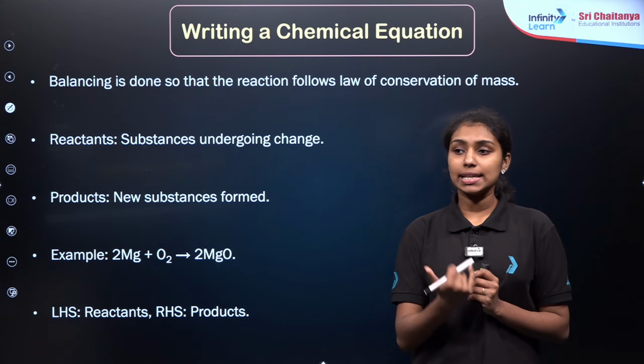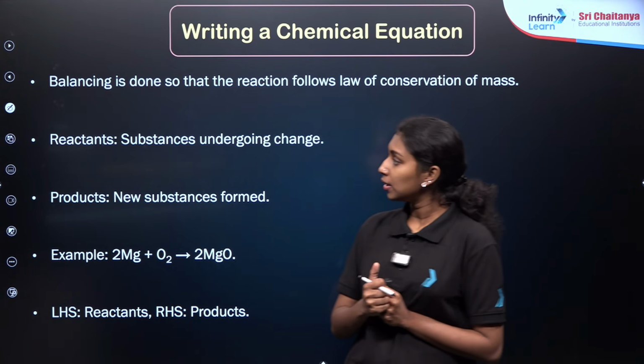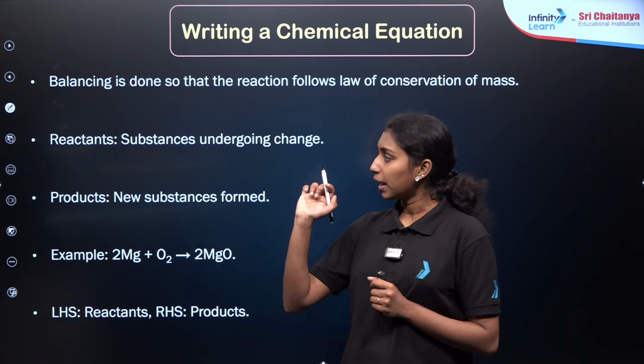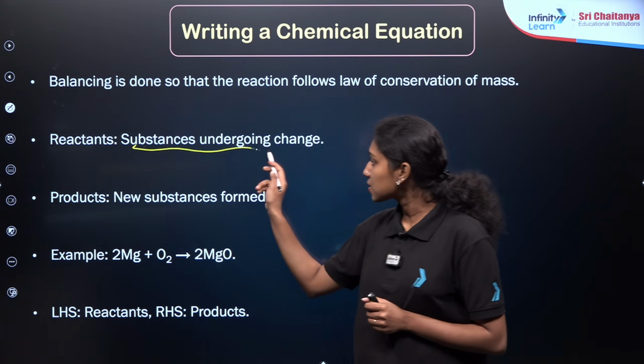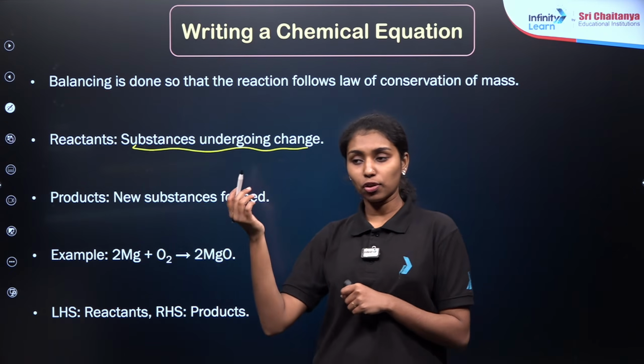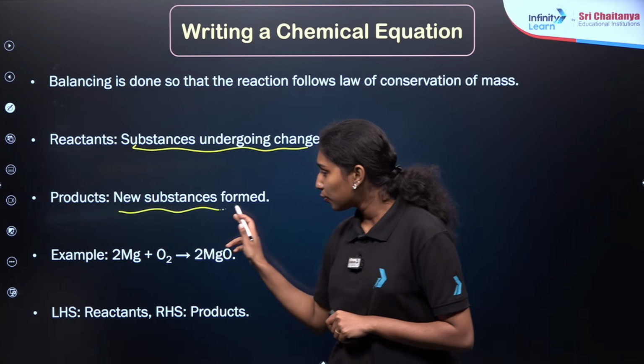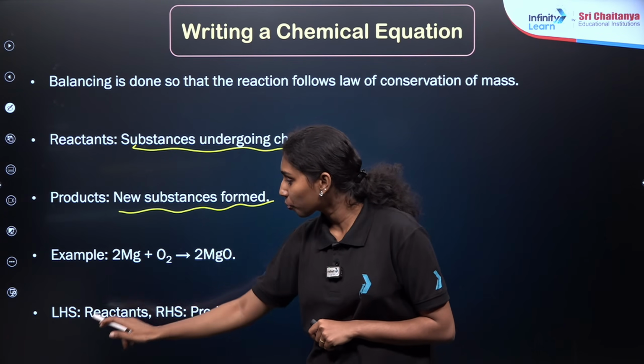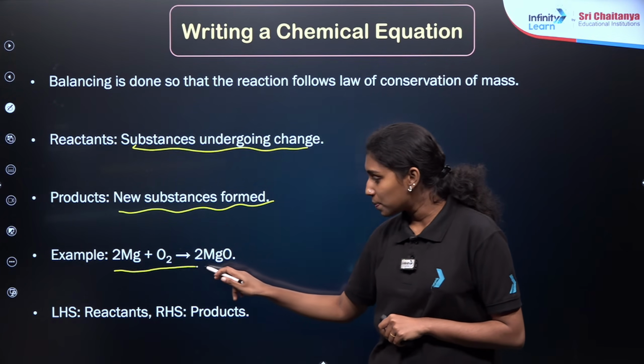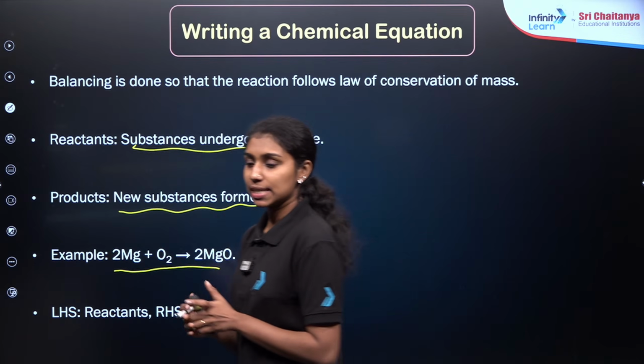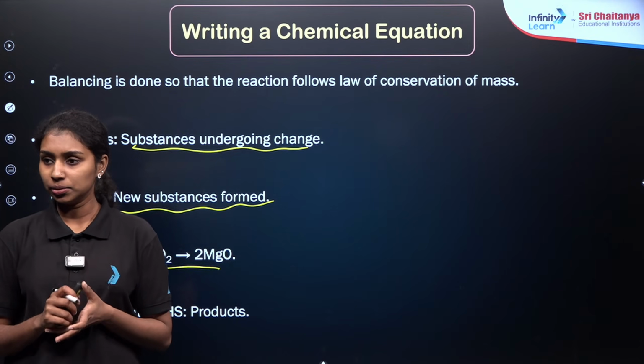Now how can we balance chemical equations, right? As we already know, there will be reactants, which are the substances undergoing the reaction or change. Then new substances are formed, and they are known as the products. For example, if I take this reaction, 2 Mg plus O2 gives 2 MgO, this is a balanced chemical equation, right?